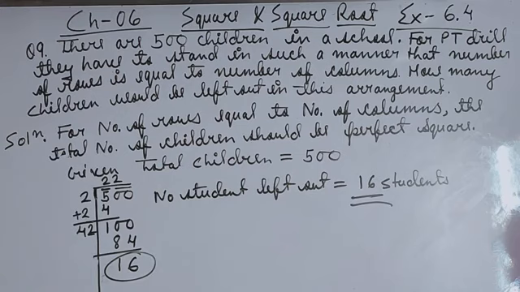So the homework for this exercise 6.4 and the whole chapter square and square root will be extra questions which will be forwarded by today's evening or tomorrow's evening. Okay, so you have to wait for that, and we have just completed our square and square root chapter.